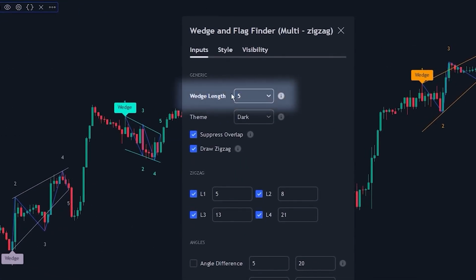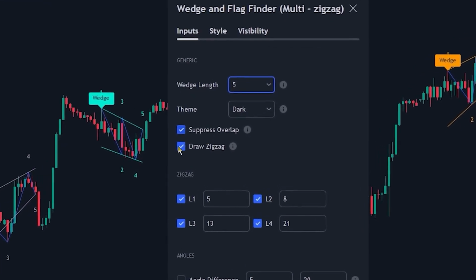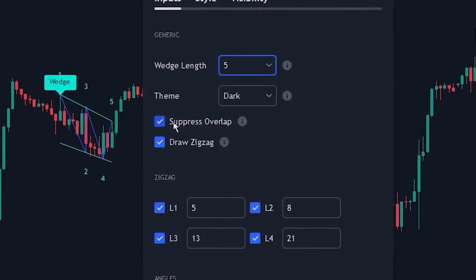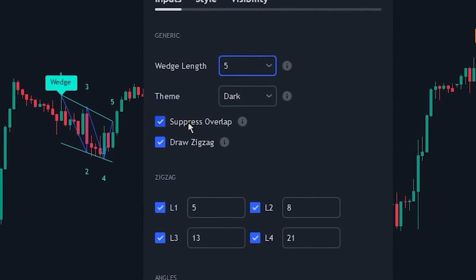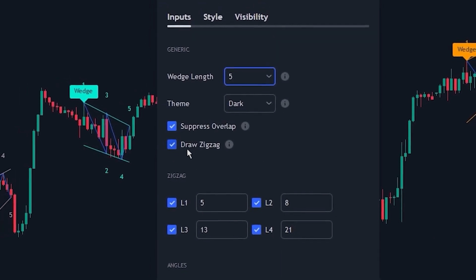If we head over to the Indicator Settings tab and navigate to the Input tab, we can see that the length of the wedges can be changed. This means that by changing this setting you can change how many pivots a wedge can have. The following checkboxes are for visual changes. When the first checkbox is enabled, it will cause the indicator to try to avoid overlapping wedges while still showing nested wedges, which is a wedge within a wedge. The other checkbox is to enable or disable the zigzag lines.